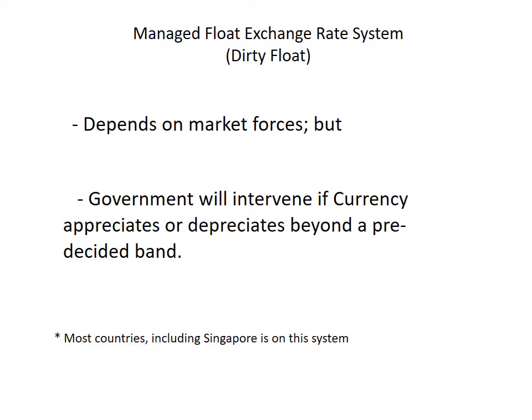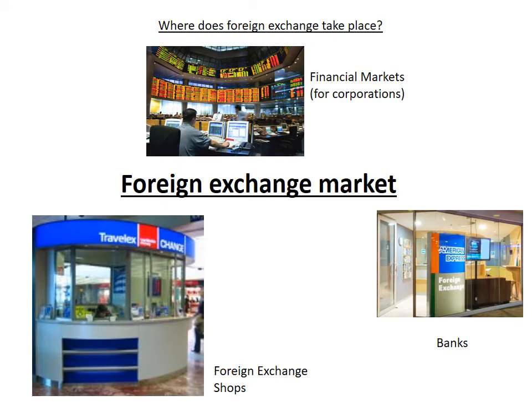Including Singapore. Now, where does foreign exchange take place? That means, where do you go and get foreign currency? Different groups of people usually obtain foreign currency in different ways. For us, we are small-time travelers. We may go and get foreign currency from foreign exchange shops. Some companies that have to pay or receive bigger amounts may do it with banks. Some even bigger companies will trade their own in financial markets, for the really big companies.